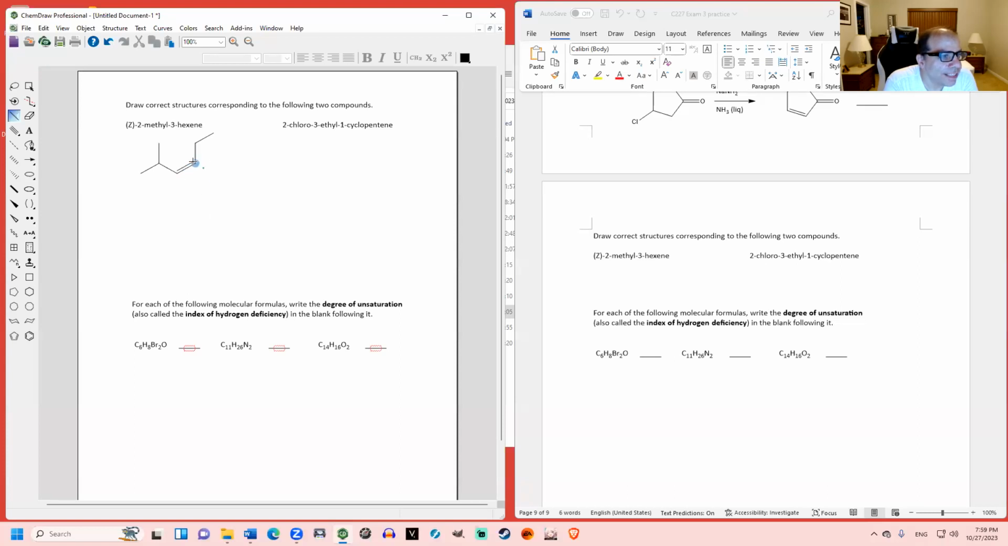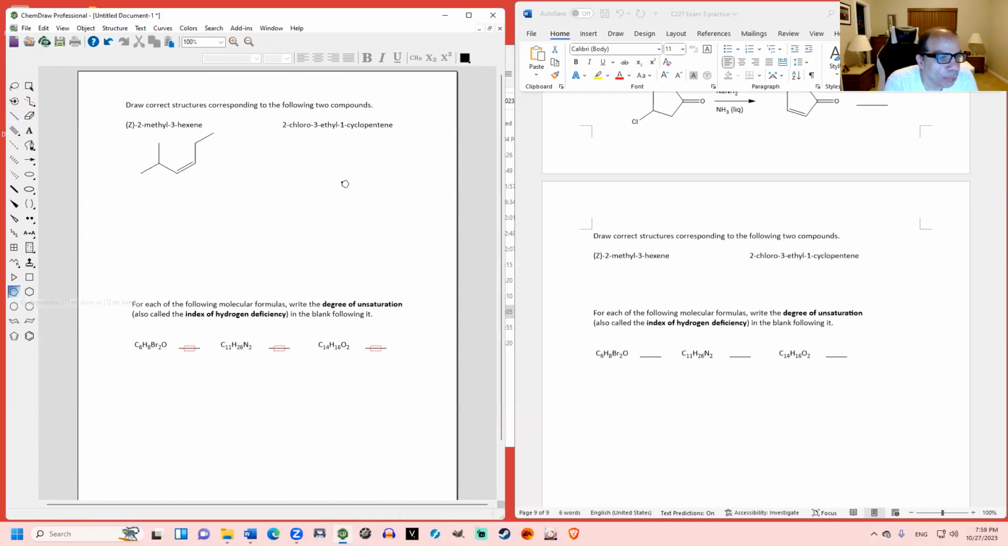So Z meaning that the two groups that are of higher priority are on the same side of the double bond. And I think I could even have called that trans-2-methyl-3-hexene, since there are still two hydrogens attached over here. So cis and trans still work. 1, 2, 3. I'm just double checking myself. Yes.